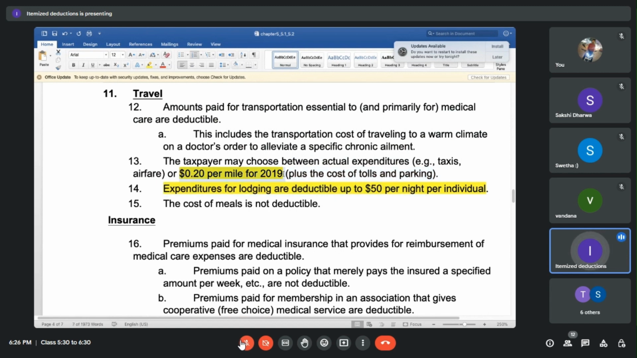Does anyone remember where did we read about standard mileage rate? So the way you remember? Shweta, you must be knowing that. When we calculate business, right.